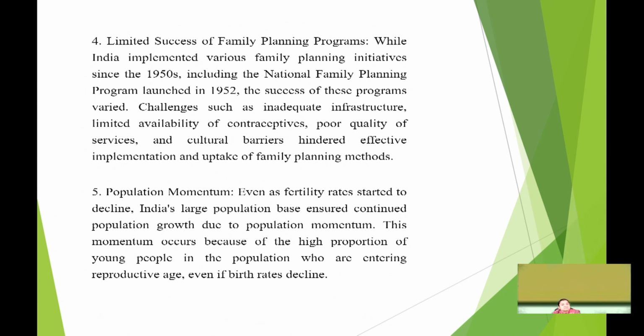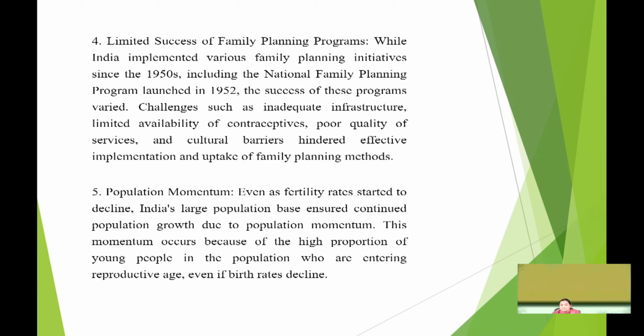Limited success of family planning programs. While India has implemented various family planning initiatives since the 1950s, including the National Family Planning Program launched in 1952, the success of these programs has varied. Challenges such as inadequate infrastructure, limited availability of contraceptives, poor quality of services, and cultural barriers hindered effective implementation and uptake of family planning methods.